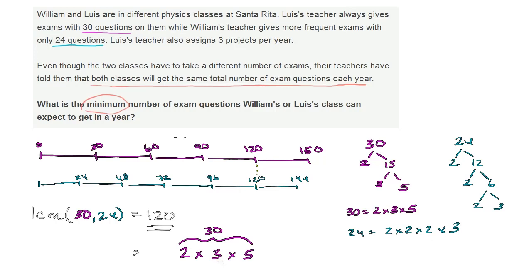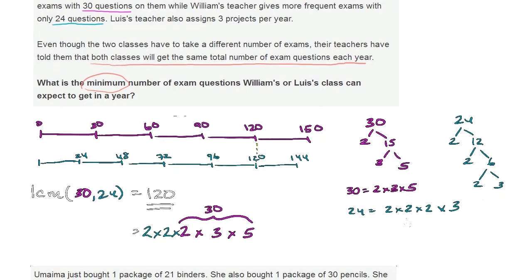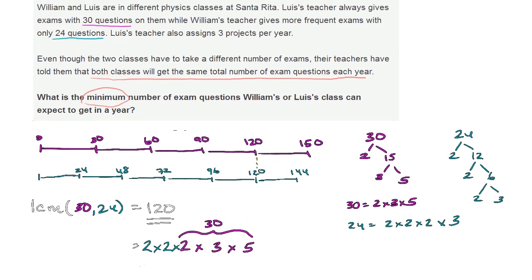Well, we already have 1 3 and we already have 1 2, so we just need 2 more 2's. So 2 times 2. This right over here makes it divisible by 24. And so this is essentially the prime factorization of the least common multiple of 30 and 24.